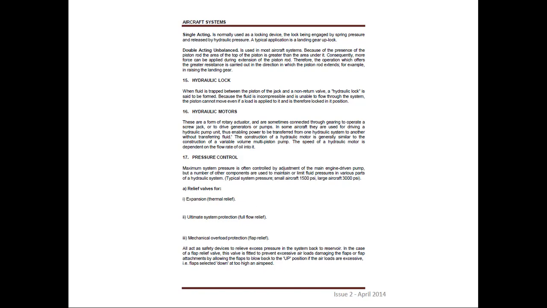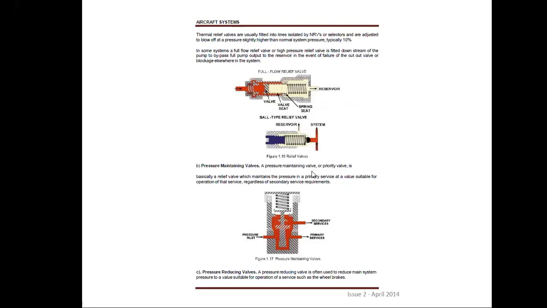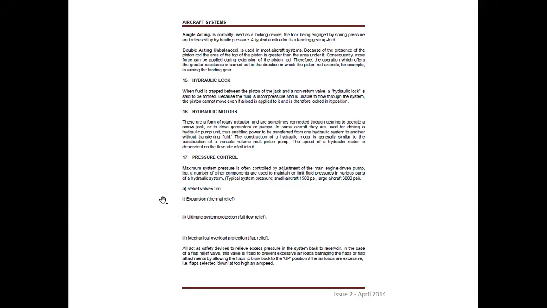Pressure control. Maximum system pressure is often controlled by adjustment of the main engine-driven pump, but a number of other components are used to maintain or limit fluid pressures in various parts of a hydraulic system. Typical system pressure: small aircraft 1,500 psi, large aircraft 3,000 psi. Relief valves: 1. Expansion, thermal relief. 2. Ultimate system protection, full flow relief. 3. Mechanical overload protection, flap relief.